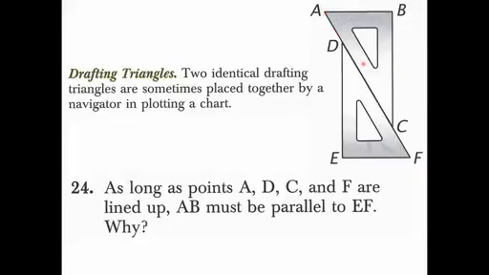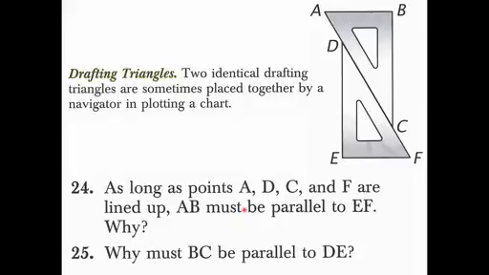As long as A, D, C, F are lined up, as long as they're collinear, they suggest that AB and EF have to be parallel. And the question is why? Would those two always have to be parallel no matter what? And remember, important thing, identical drafting triangles. Another word there might be congruent triangles. They're exactly the same size and shape. So keep that in mind as you try to give the answer to 24. And why would BC have to be parallel to DE?